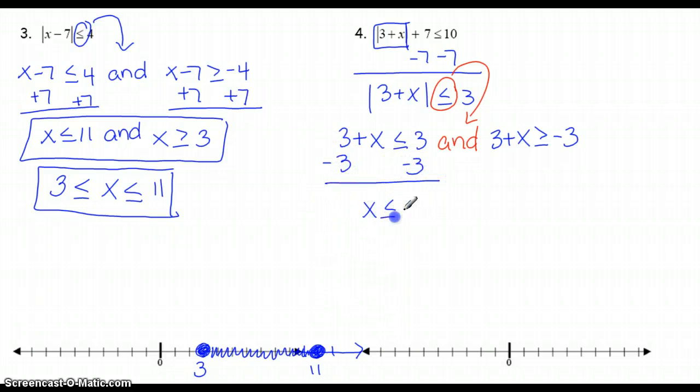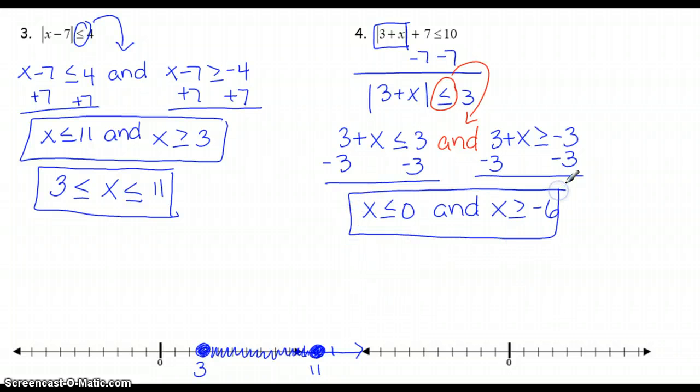x is less than or equal to 0. And solve the other problem, subtract 3 from both sides. x is greater than or equal to negative 6. So here's our solution. You can choose to write it like that, or you can write negative 6 is less than or equal to x, which is also less than or equal to 0. Either of these is correct.